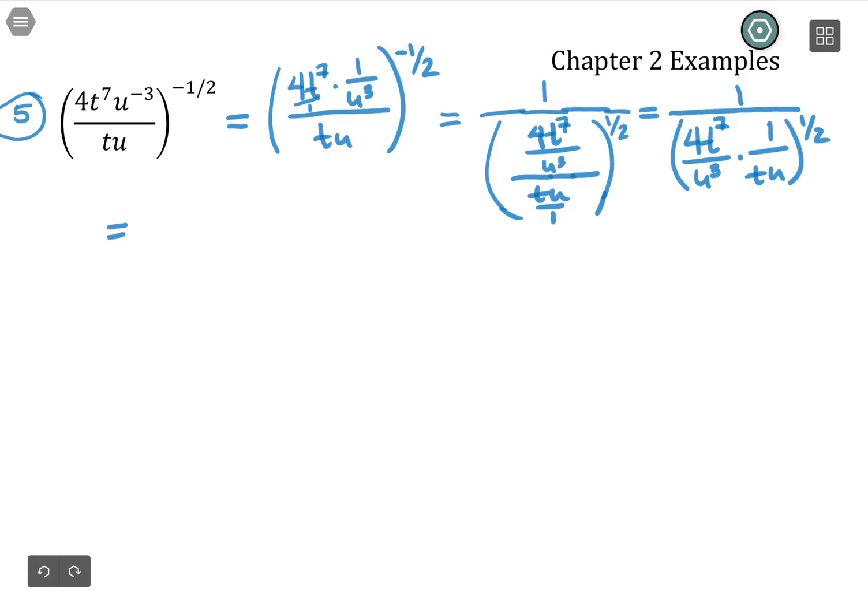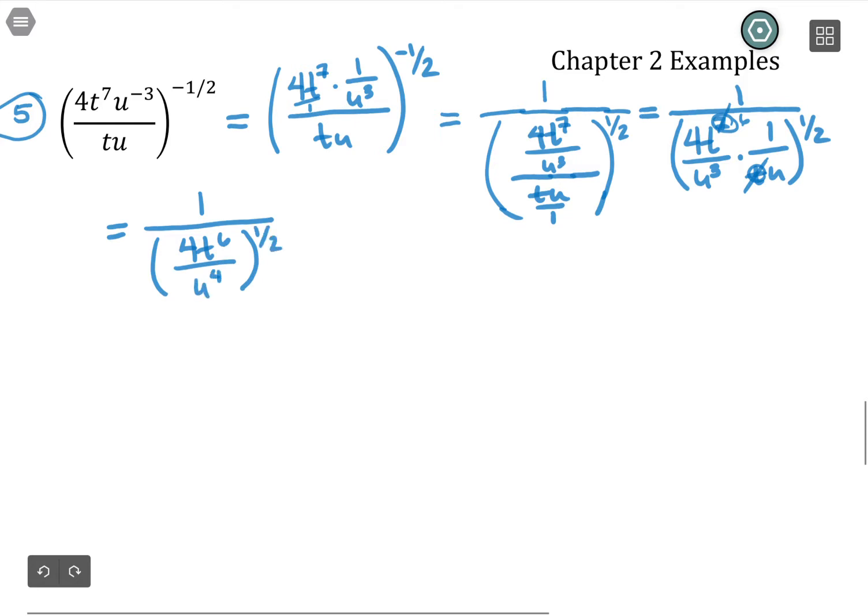Okay, so multiplying, and I'm going to do a little canceling while I'm at it. I have 7 t's sitting on the top and 1 sitting on the bottom, so that'll leave 6 t's on the top. So I have 1 over 4t to the 6, and then on the bottom I have a u cubed times u, which is u to the 4th, raised to the 1/2 power.